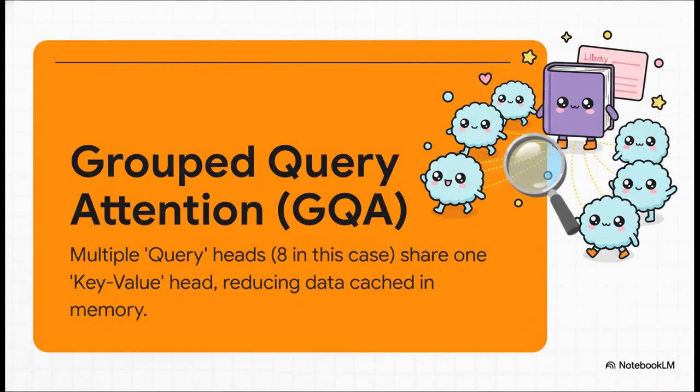Trick number 1 is called grouped query attention. Now stay with me here. Think of the model asking questions or queries about the text. Instead of every single question needing its own personal set of reference books, or key value pairs, a whole group of them, 8 in this case, share one. It's like a research team sharing one library card. It's just way, way more efficient.